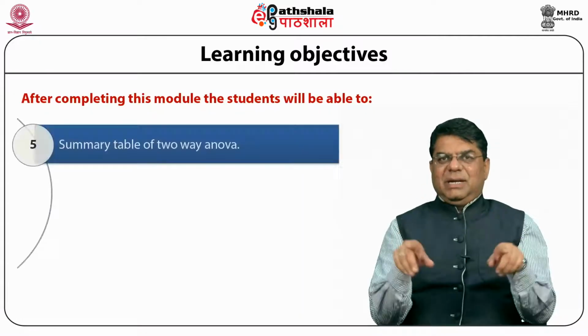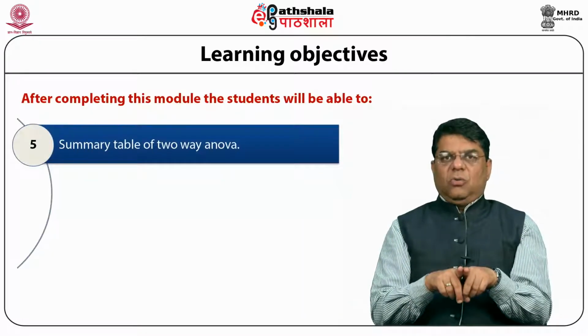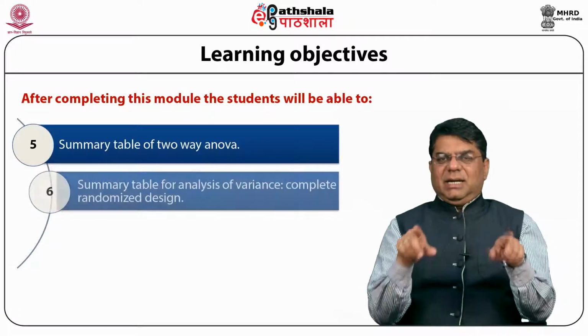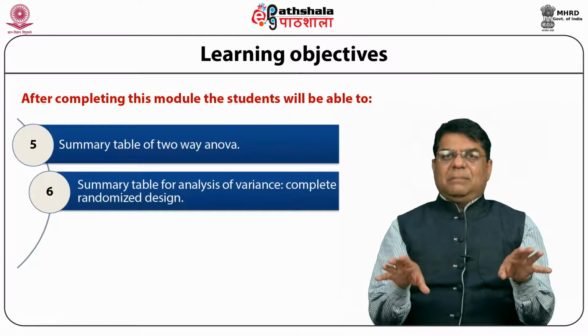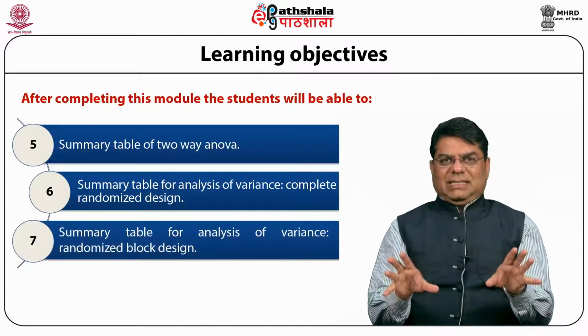You will see a summary table of a two-way ANOVA. You will also see a summary table of ANOVA of a completely randomized design and a randomized block design.